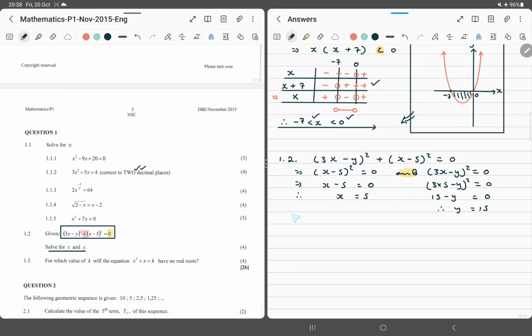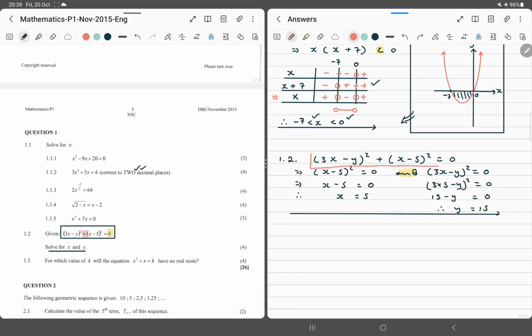So now, are these solutions valid? We can put them into the original. Again, please, it's easy to make mistakes here. Do this exercise because you are guaranteed marks here.